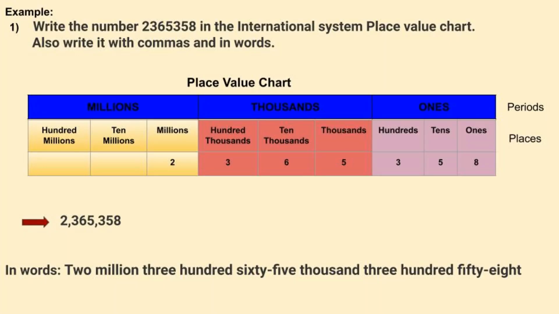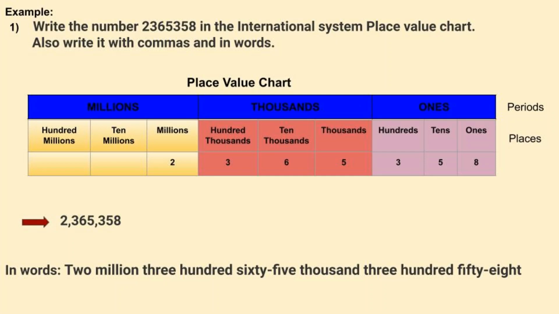Let's see an example in the international system of numeration. The question given is, write the number 2365358 in the international system place value chart. Also write it with commas and in words. So the given number has to be represented in the place value chart and we have to write the number with commas, and also we have to represent this number in words.